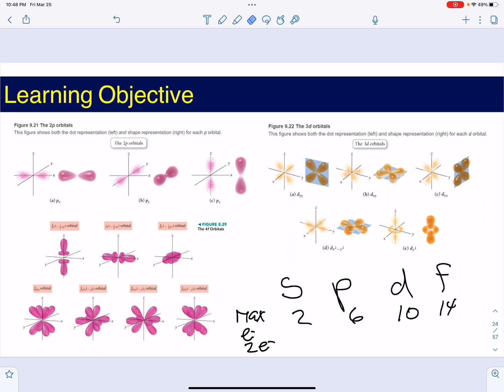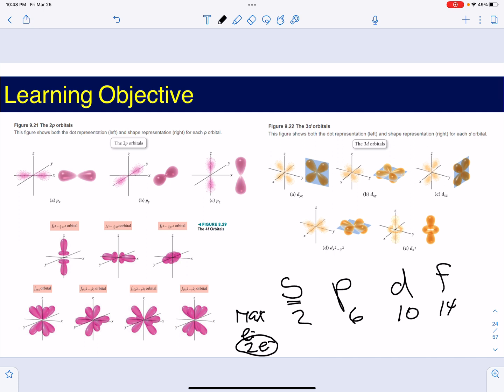Notice that in 3D space, if you have a sphere, there's only one way to put it. You cannot put a sphere upside down or sideways. It's just a sphere, only one. So the s orbital, which is the sphere, is only one orbital. So therefore, 2 electrons.